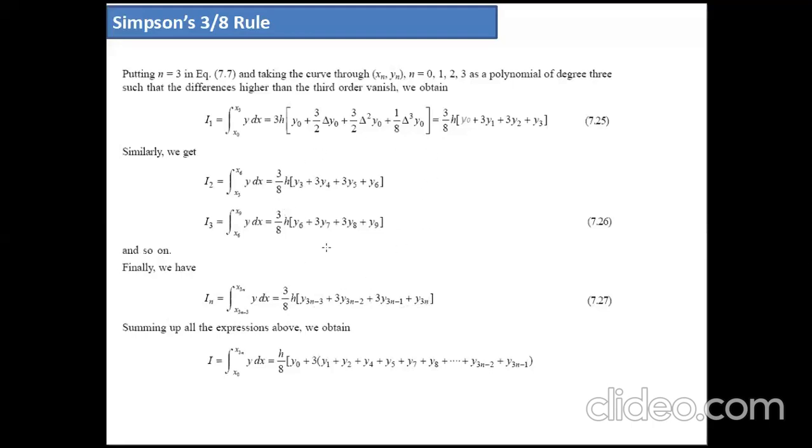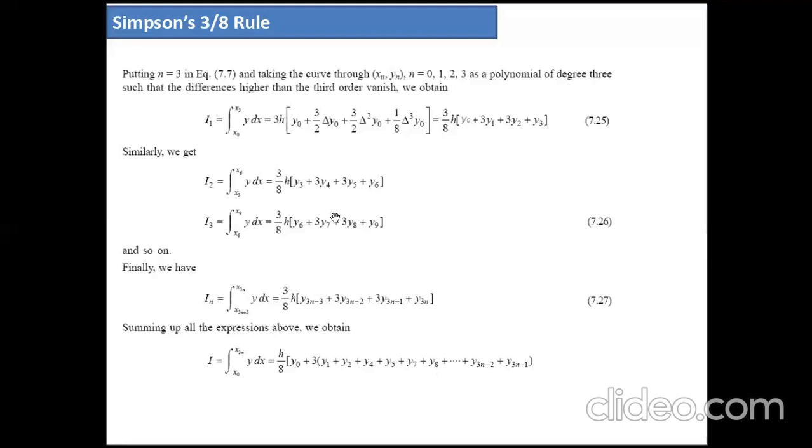One by one we have calculated them: I1, I2, I3 and In. Now after adding all these integrals, 7.25 to 7.28, we will get the total integral, and its limits will be from x0 to x3n. After adding we will get this. Here you can see that the first term y0 appears only one time, but y1 appears one time with a multiple of 3, and the same is true for y2.